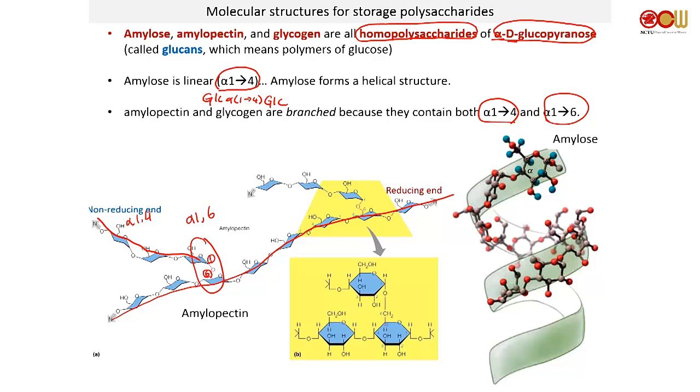Glycogen is highly branched. Now, let's think about why. Why would you want a molecule branched versus linear?